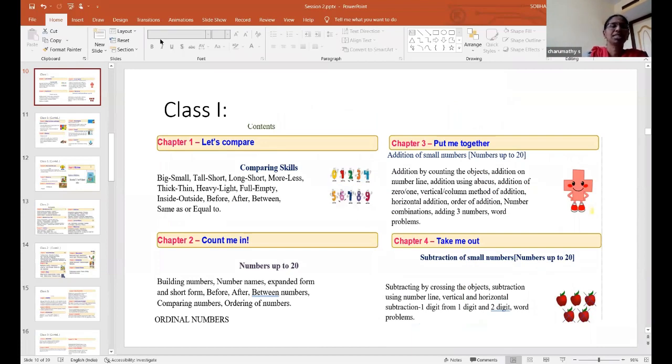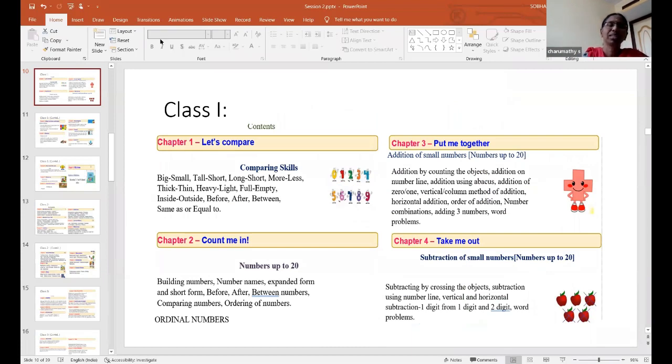And coming to the class 1 contents, in fact, first we have started with comparing skills. Always we believe in teaching the children from known to unknown. So when class 1 children are coming to the school for the first time, they are going to step into the school for the first time. So we have started with comparing skills.